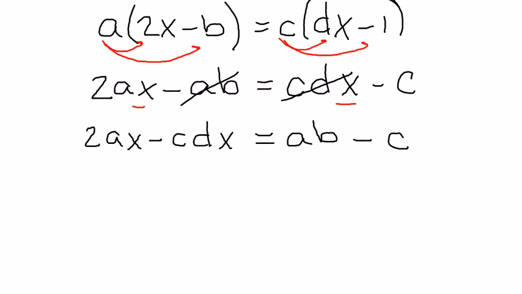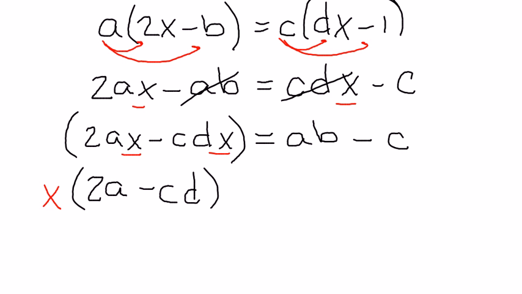Now that I've got both terms with the x and only the terms with the x on the left, that's when I factor out that common factor. Both of these terms really have this quantity of 2ax minus cdx. They both have an x. So we're going to factor the x out. When you do that, you're left with 2a minus cd. And then on the other side we have ab minus c.